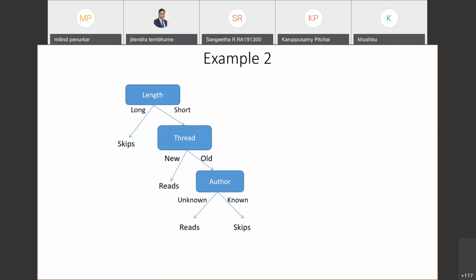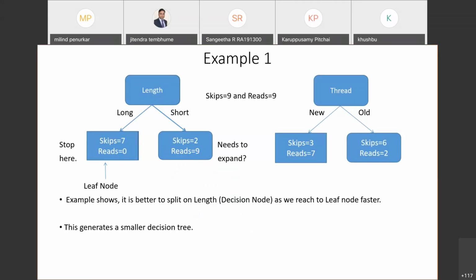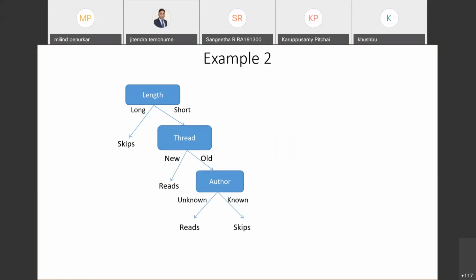So, another example before we proceed. On length, long skips, on short thread. Again, I'm splitting on thread. See why I'm splitting on thread again. On the left of the previous slide, length with short was giving me skips equal to 2 and reads equal to 9. Therefore, I said let me expand further. With all positive examples, great, we stop. On the right-hand side, old, we need to consider further. Let's consider author as an attribute. Again, go for unknown and known. With known, all of them are probably skips. And on the other side, we have reads. I have not given the name of the algorithm as yet. I'm just giving an example. This could happen. We will come up with the algorithm shortly. The name is ID3.